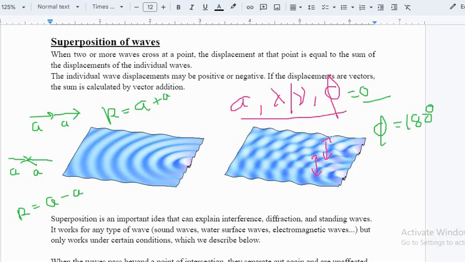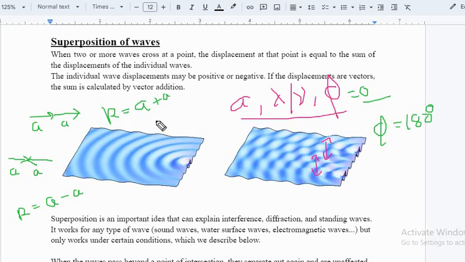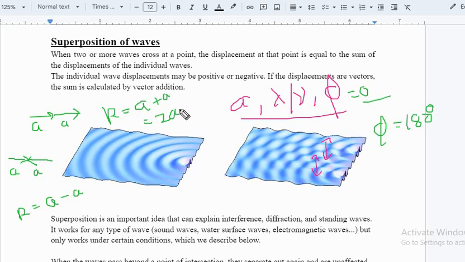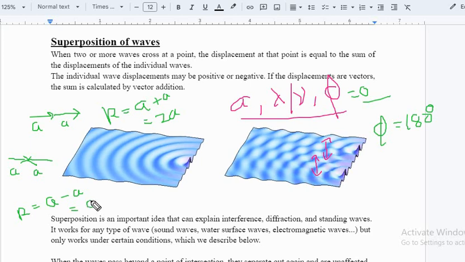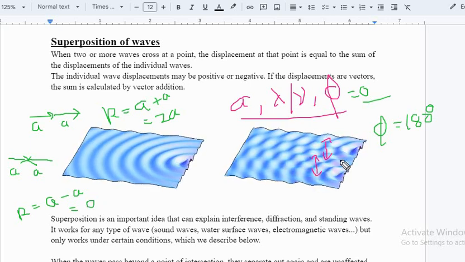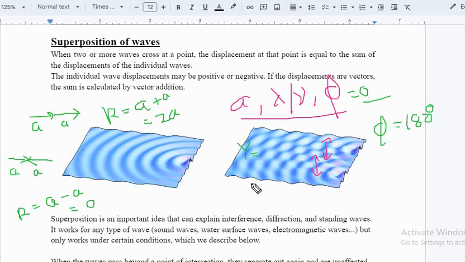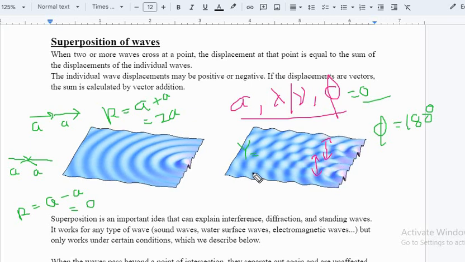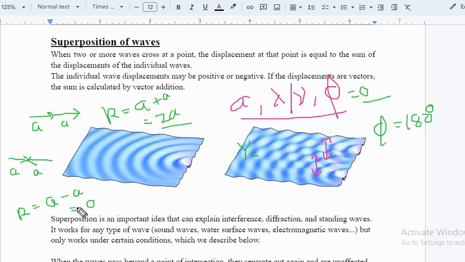So what happened in this case? The resultant amplitude when the phase value is equal to 0 simply becomes 2 into A. Resultant amplitude is 2 into A. And in this case the resultant amplitude is equal to 0. So one can think that after superposition you get one wave whose amplitude depends on two different conditions. In one case this will be 2A, the twice of addition of two amplitudes, and this one is A minus A.